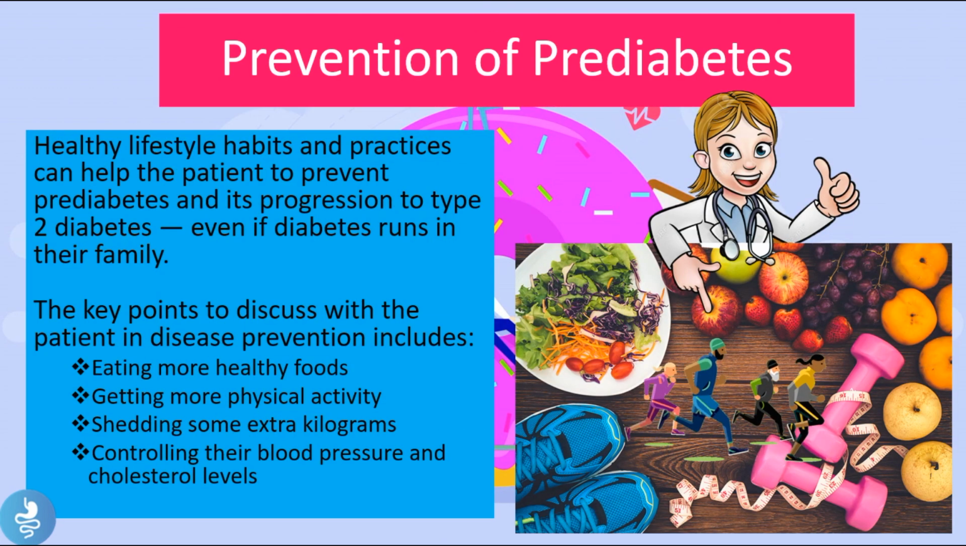So, how can one go about preventing prediabetes? Healthy lifestyle habits and practices can help the patient to prevent prediabetes and its progression to type 2 diabetes, even if diabetes runs in their family. The key points to discuss with the patient in disease prevention include eating more healthy foods, getting more physical activity, shedding some extra kilograms, and controlling their blood pressure and cholesterol levels.